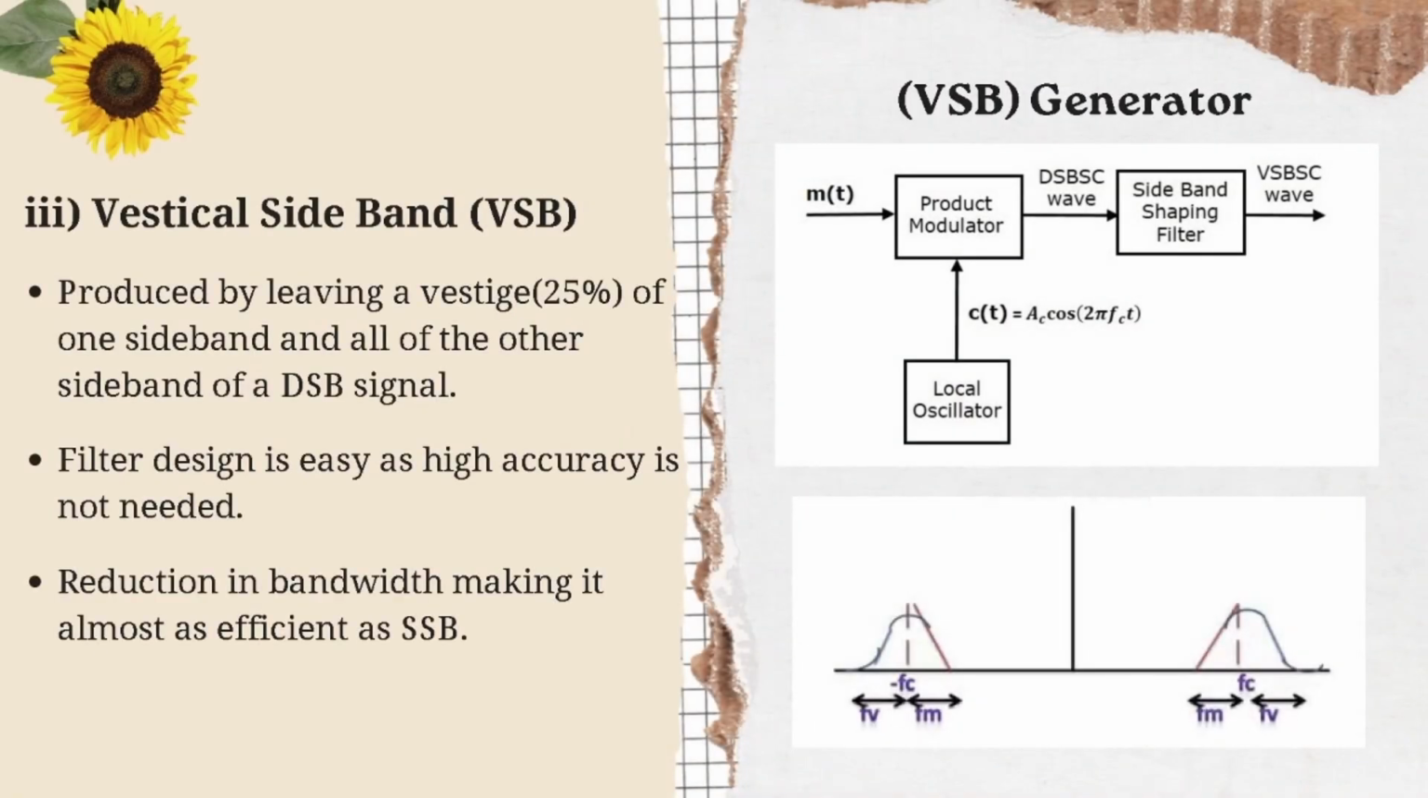On the last one, we have VSB, vestigial sideband. It is produced by leaving a vestige, around 25% of one sideband, and all of the other sideband of a DSB signal. The filter design is easy as high accuracy is not needed. The reduction in bandwidth makes it almost as efficient as SSB. Here we can look at the generator, and below it is the frequency spectrum.